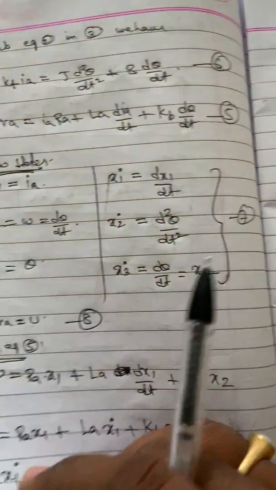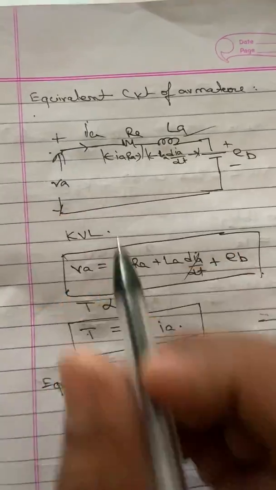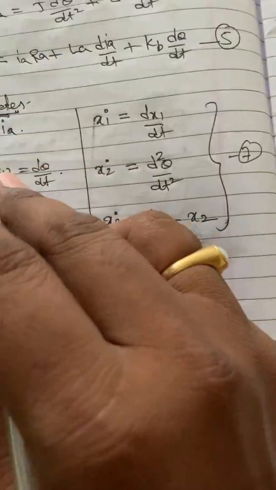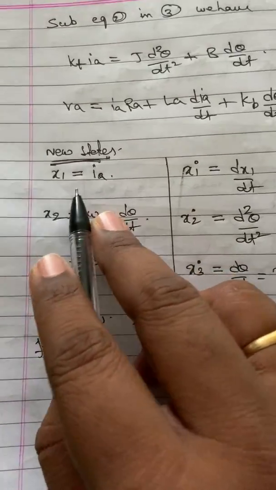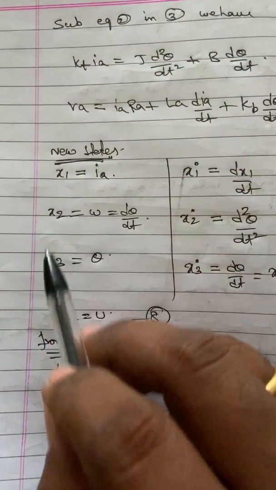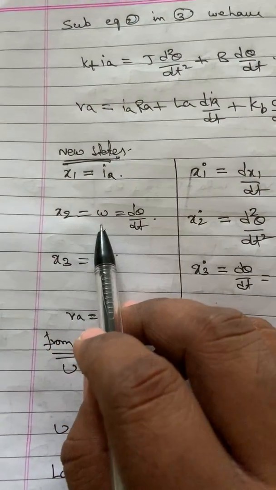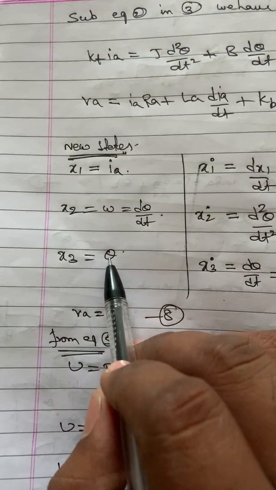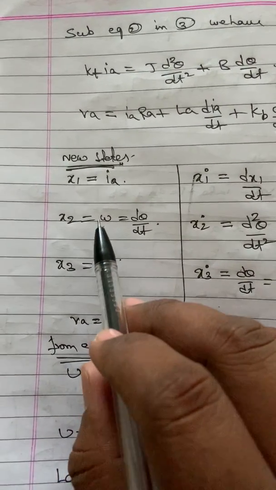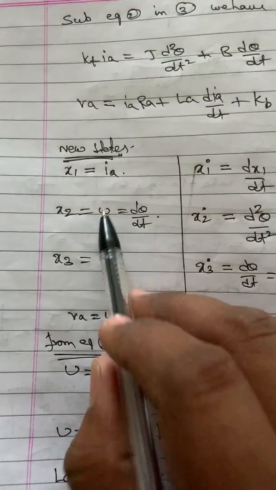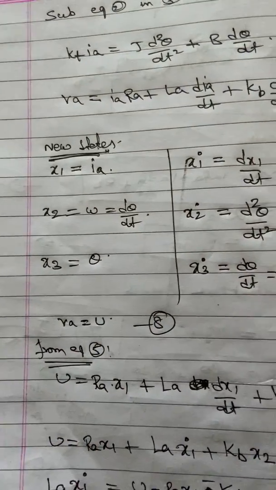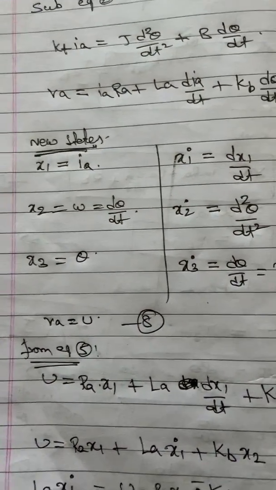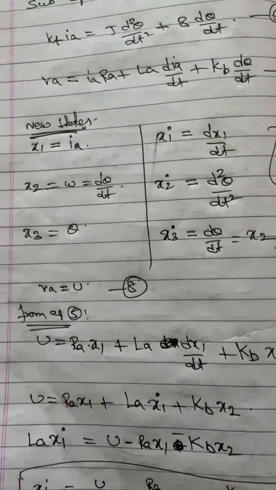inductor, and in this case the current through the inductor is IA. Therefore one state corresponding to the electrical circuit is x1 is equal to IA, and the other two states, x2 is equal to angular velocity and x3 is angular displacement. Some textbooks might give x2 is equal to theta and x3 is equal to omega. It doesn't make any difference. You can choose, it's all about how you choose.